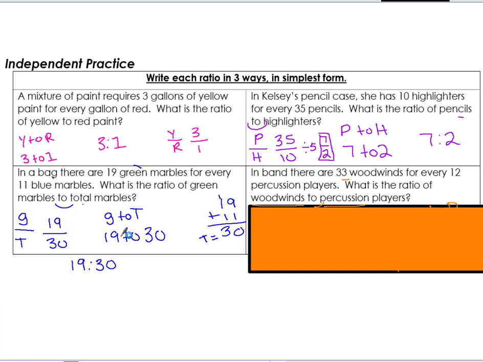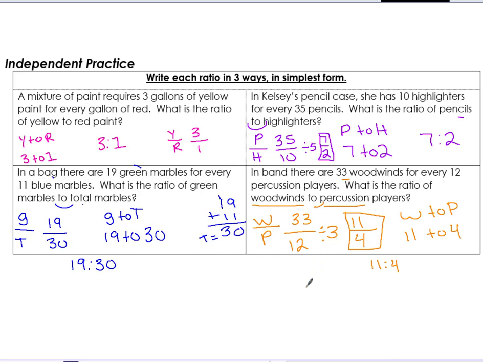Okay, you should have gotten 19 to 30. 30 is the total, and then they're asking for green, which is 19. So 19 to 30. And last question. In band, there are 33 woodwinds for every 12 percussion players. What is the ratio of woodwinds to percussion players?